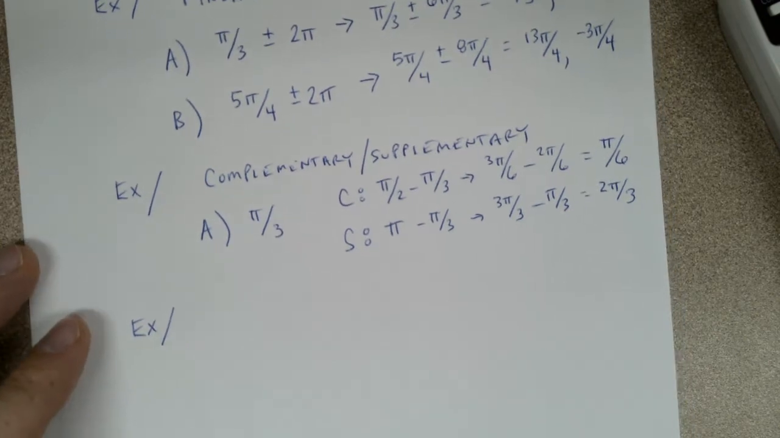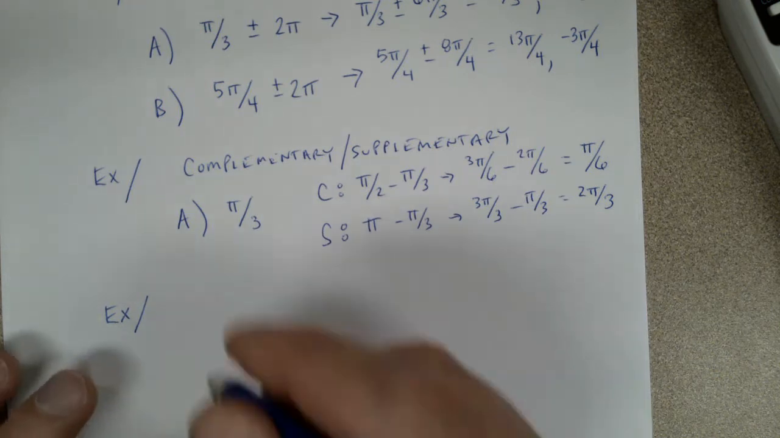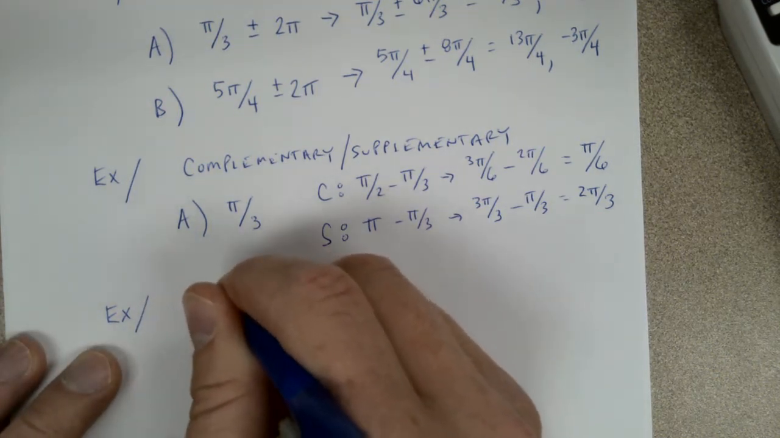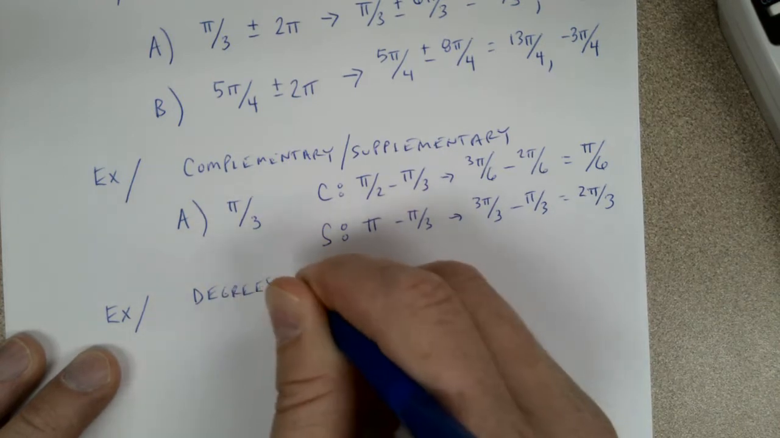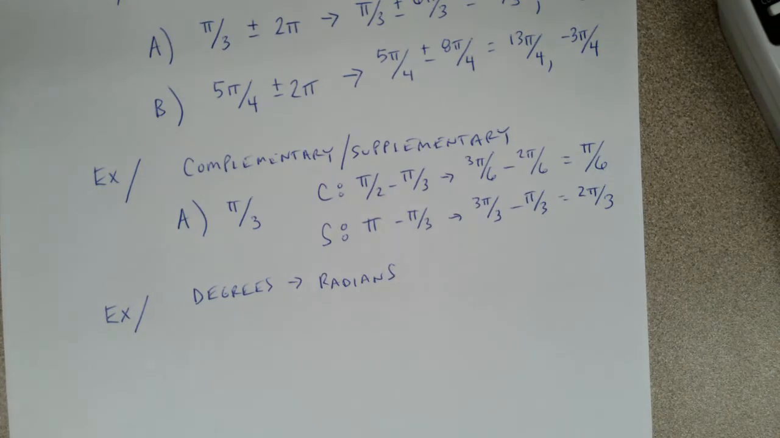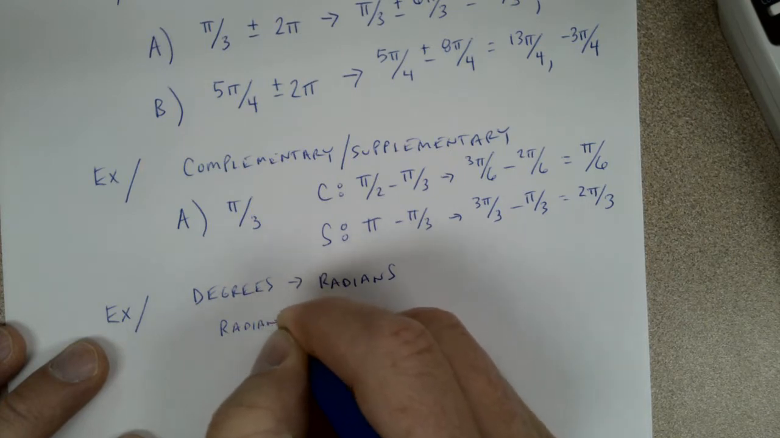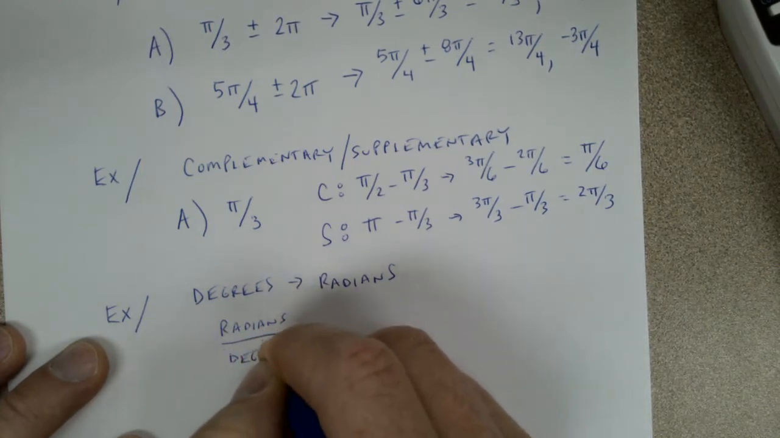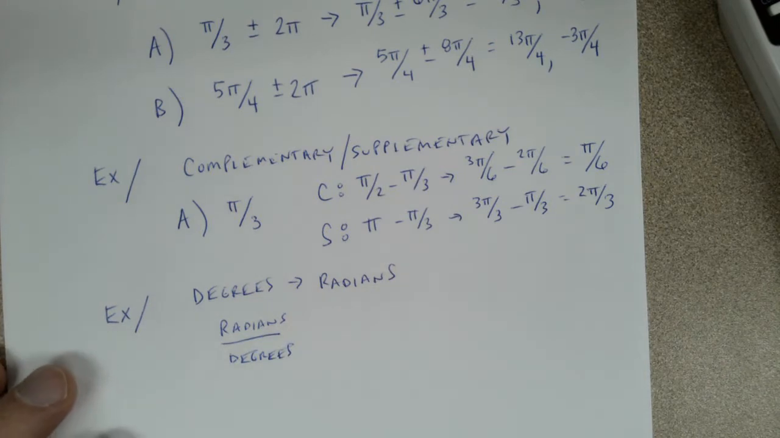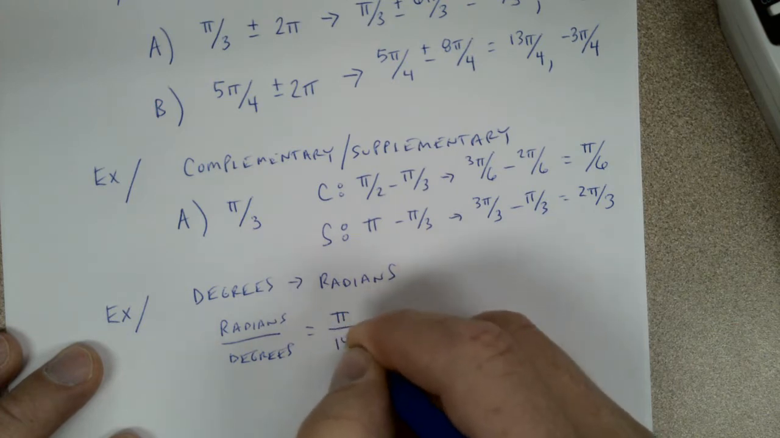Probably the last thing, and this is probably the thing that you'll use maybe more than anything, is going from degrees to radians and from radians to degrees, and knowing how to do that. So our basic proportion, I'm just going to show you using a proportion here. We know that radians over degrees is basically, the conversion is pi over 180.